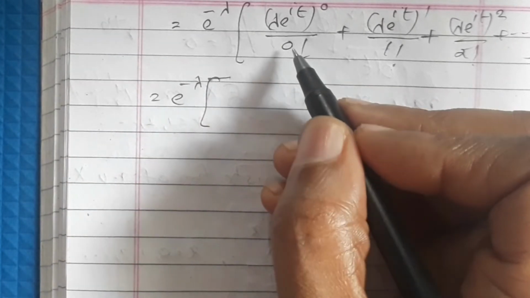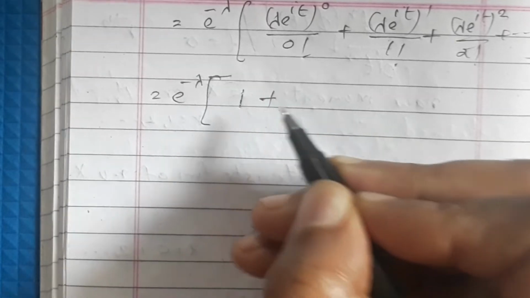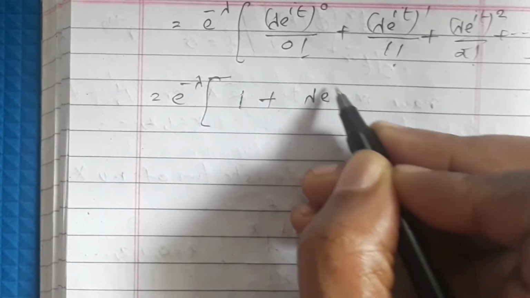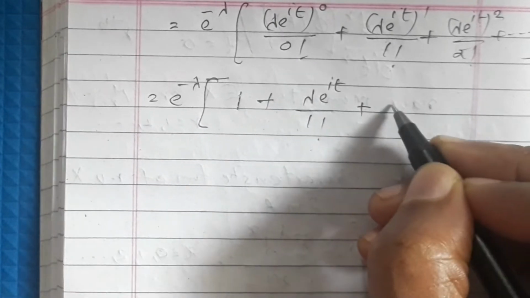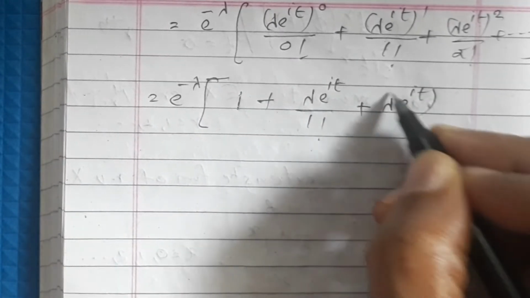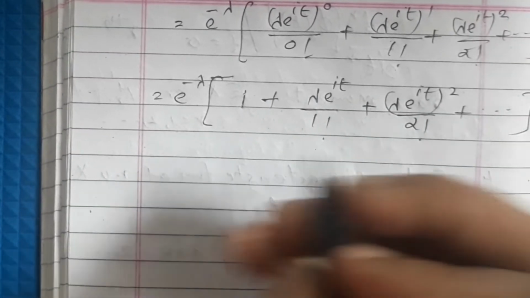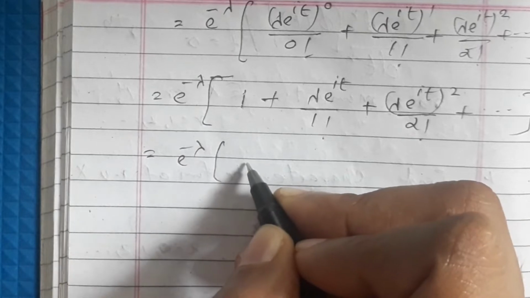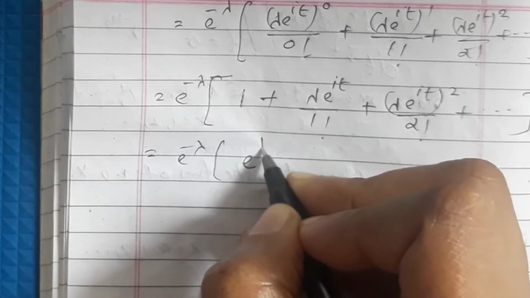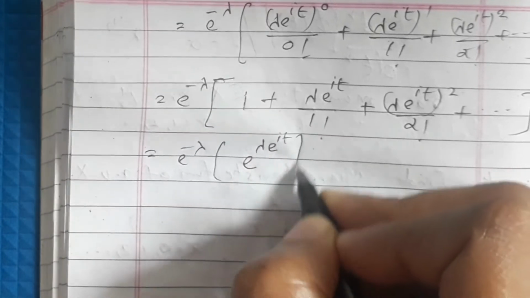Okay, so e raised to minus lambda into 1 plus lambda e raised to I t by 1 factorial plus lambda e raised to I t whole square by 2 factorial plus etc. Okay, this is the expansion of e raised to lambda e raised to I t.